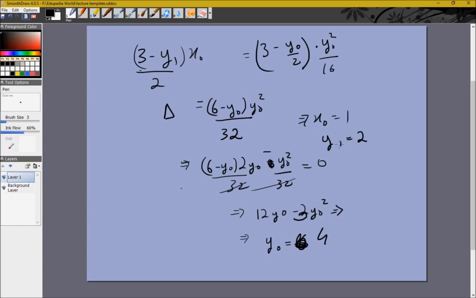And what is the maximum area? You can just put that in. x0 is 1, y1 is 2. So 3 minus y1 is 1, and 1 by 2 is just 1 by 2. And from that you get the answer. We need to find small m as well. What was small m? Small m you get from y is equal to mx plus 3, which was the line.